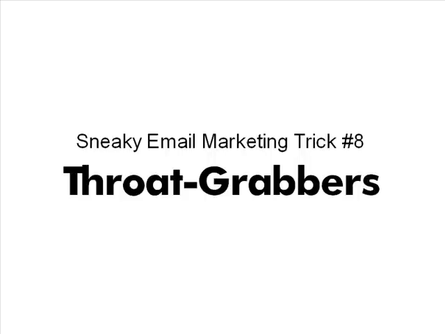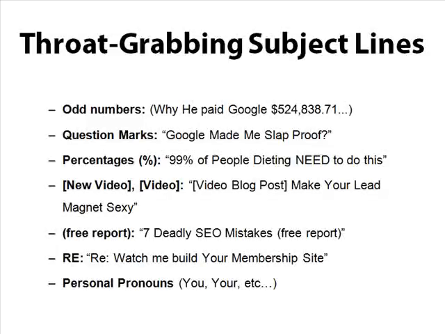Sneaky email marketing trick number 8 is using throat-grabbing subject lines. By throat-grabbing, we mean they're going to get attention. So using odd numbers. I mean, the competition in the inbox today is vicious. Oh yeah.